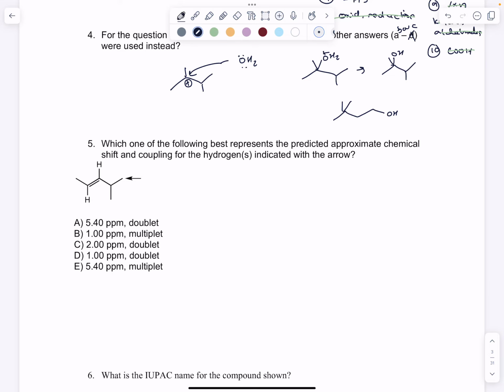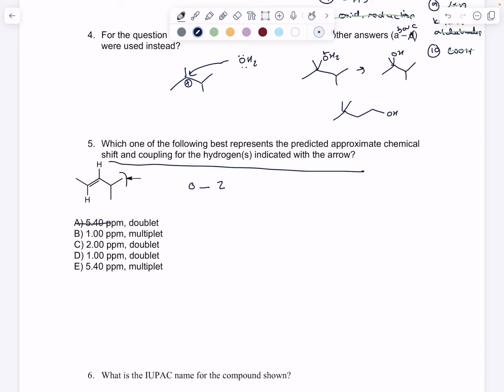Which of the following best represents the predicted approximate chemical shift and coupling for the hydrogen indicated with the arrow? Okay, so again, I'm going to look at what is my typical range for NMR, and this is a CH3. It's a CH3 next to an alkene, and hydrogens off of alkenes are shifted up in the 2 to 3 range, but plain old alkanes are in the 0 to 2 range. So I'm going to assume it's going to be somewhere in that range.